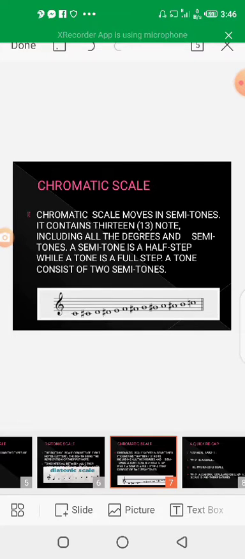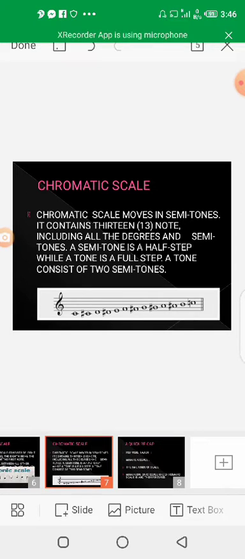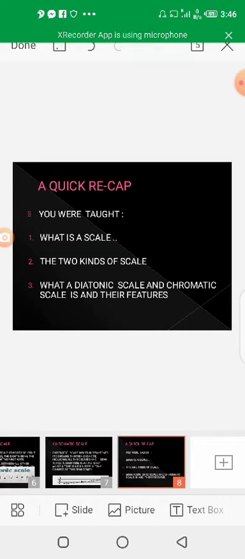The chromatic scale moves in semitones. It contains 13 notes, unlike the diatonic scale that is made up of 8 notes. It includes all the degrees and semitones. Remember, a semitone is a half step, while a tone is a full step. A tone consists of two semitones. Okay, let's have a quick recap of what we just learned.